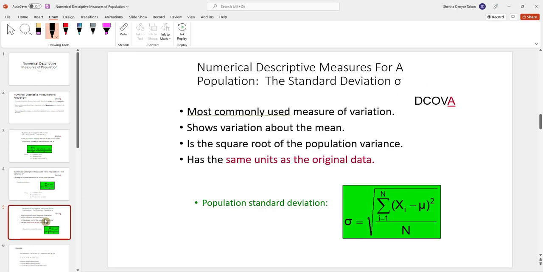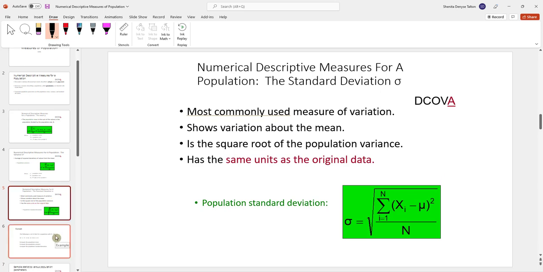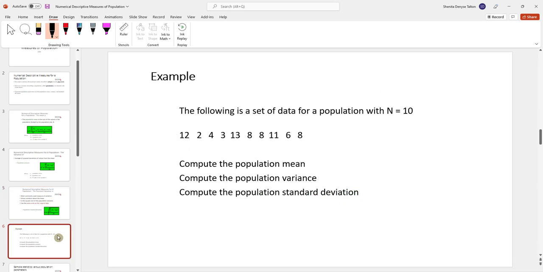And to figure out the population standard deviation, you just take the square root of your sigma squared. And this is the most commonly used measure of variation. It shows variation about the mean. Once again, it's the square root of the population variance, and it has the same units as the original data. So I'm not going to show you how to calculate this by hand. I will show you how to do it in StatCrunch and in Excel.